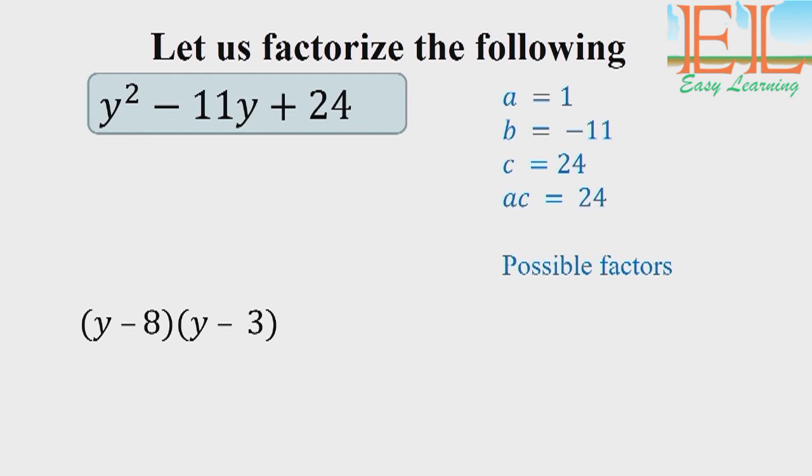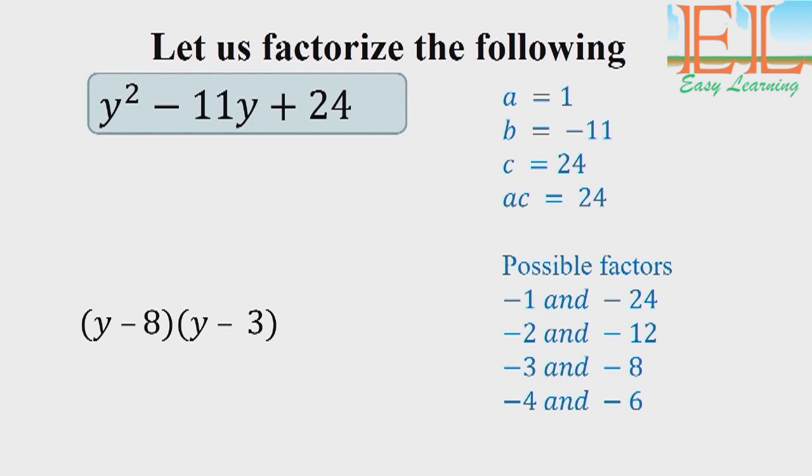And what are these factors? As smart as you are, I know you've got them. But let's go through another step as to how to find these two factors. First, we look at all the possible factors of 24. So possible factors, 1 and negative 24, negative 2 and negative 12, negative 8 and negative 3, negative 4 and negative 6.